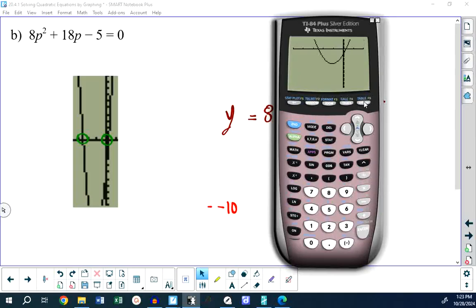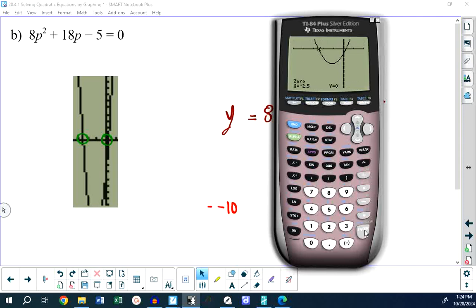I'm just going to make sure everybody's okay out there. That's a little bit better. So now we're going to find the x-intercepts. Go to the calculate menu and choose 0. Scroll to the left. Hit enter. To the right, hit enter, hit enter.